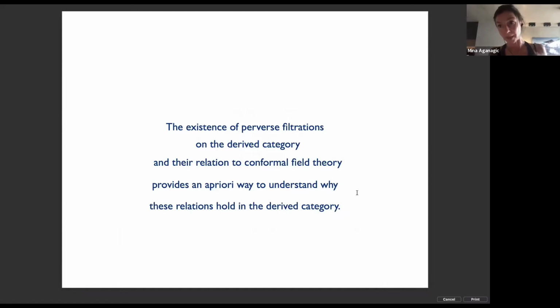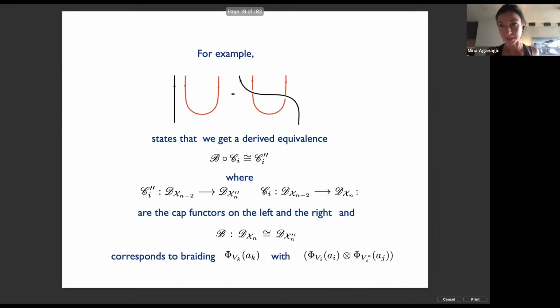In general, proving that Fourier-Mukai kernels satisfy these relations is hard work. You can see examples of such work, for example, in the works of Kamnitzer and Cautis, which use a closely related but different geometry. The existence of this perverse filtration on the derived category, however, simplifies such proofs dramatically, and in a way provides an a priori understanding of why such relations should hold in the derived category. So let me sketch how this works.